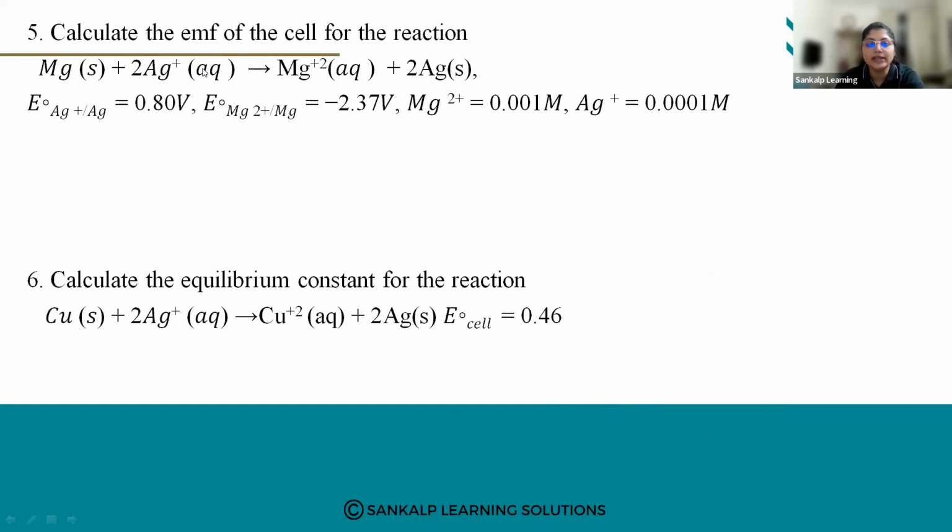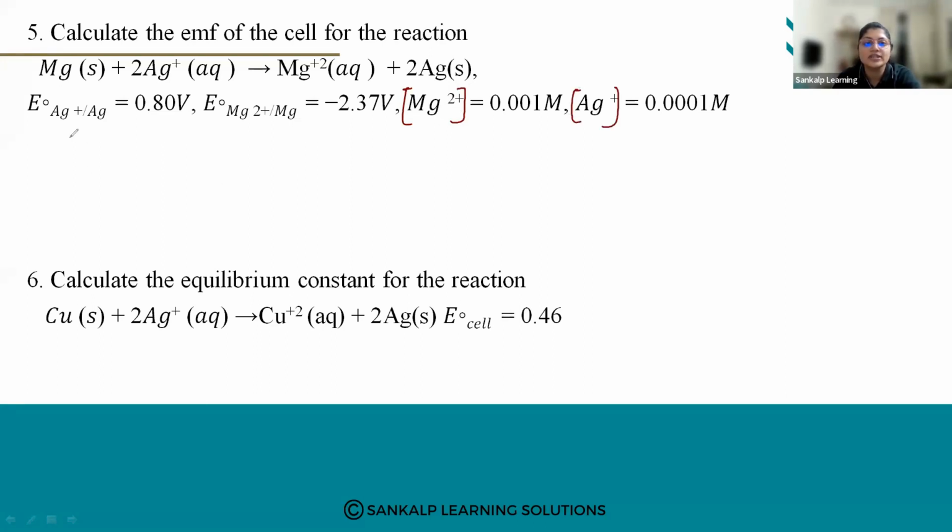Next, calculate the EMF of the cell for the reaction. The reaction given is Mg + 2Ag+ (aqueous) giving Mg2+ (aqueous) + 2Ag. The E naught of Ag+/Ag is given as 0.80 volts. E naught of Mg2+/Mg is given as minus 2.37 volts. Mg2+ is 0.001 molar, and Ag+ is 0.0001 molar. These concentrations should be mentioned in brackets.